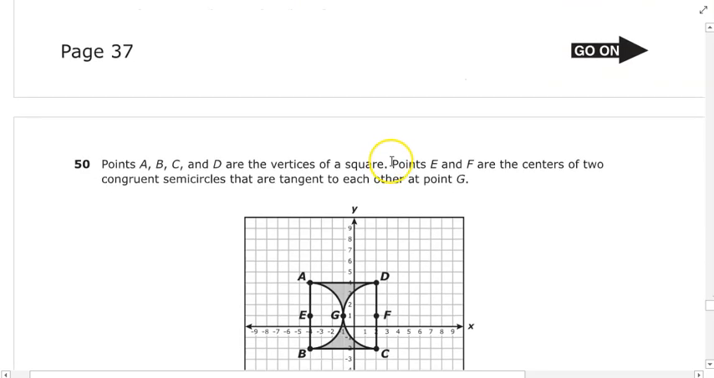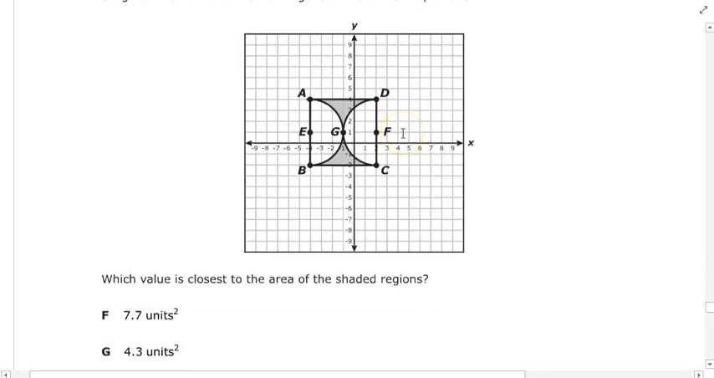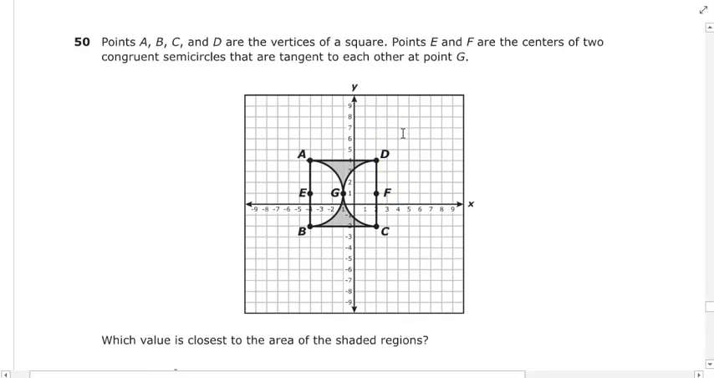Moving on to question 50. It says the points A, B, C, D are the vertices of a square. Points E and F are the centers of two congruent semicircles that are tangent to each other at point G. Which value is closest to the area of the shaded region? So, okay, this one seems like a composite area. We just need to have a plan to figure out how to find that area.